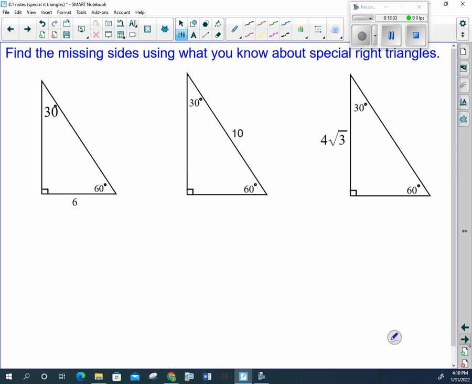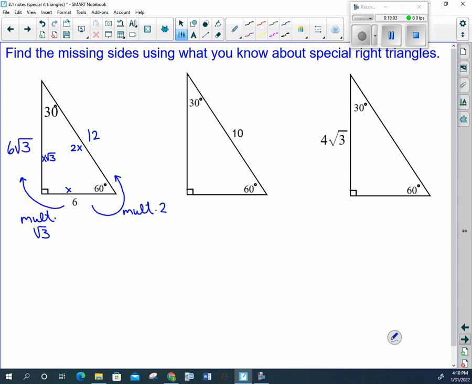Okay, so here we go on this one. I happen to know the shortest leg first. So if I want to go to here, to the hypotenuse, I know that this is the x leg, this is the 2x leg, and this is the x root 3. So if I'm going to go here, I'm going to multiply by 2. So that's going to be 12. And then if I'm going to go here, I'm going to multiply by the square root of 3. So this is going to be 6 square root of 3.